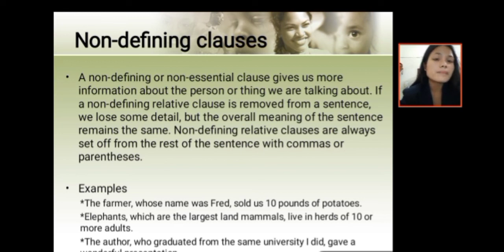For example, the farmer, whose name was Fred, sold us 10 pounds of potatoes. Elephants, which are the largest land mammals, live in herds of 10 or more adults. The author, who graduated from the same university I did, gave a wonderful presentation.